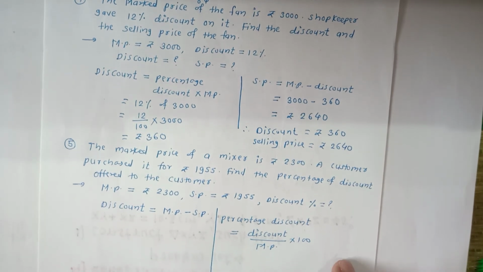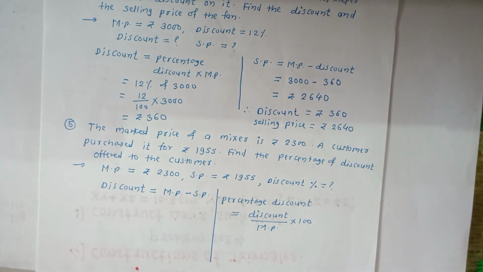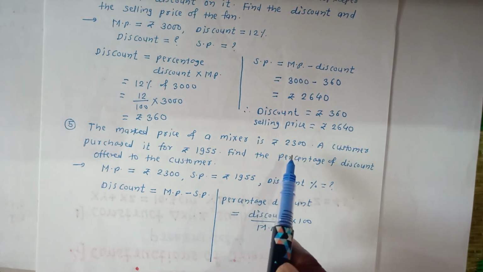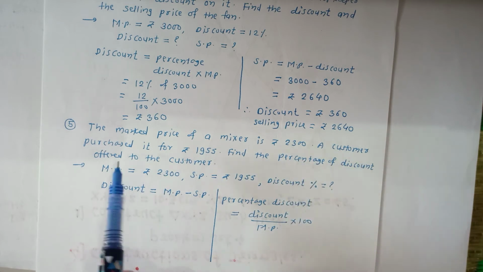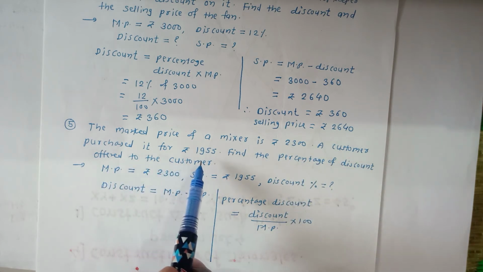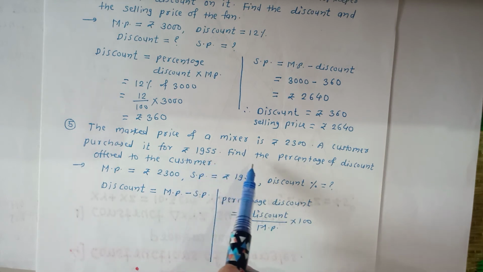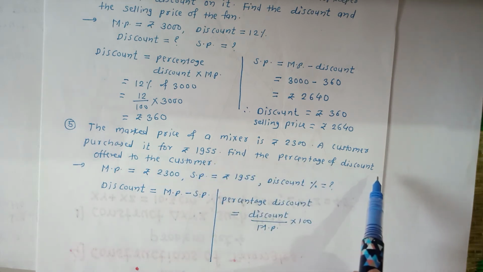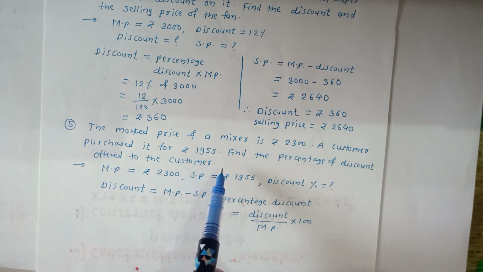Now question number 5. The mark price of a mixer is rupees 2300. A customer purchased it for 1955. Find the percentage of discount offered to the customer.